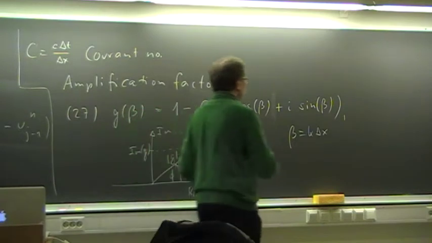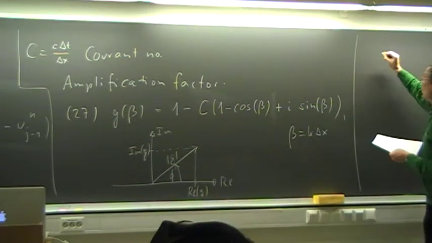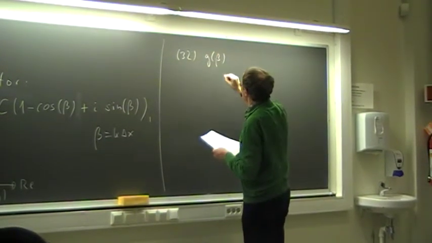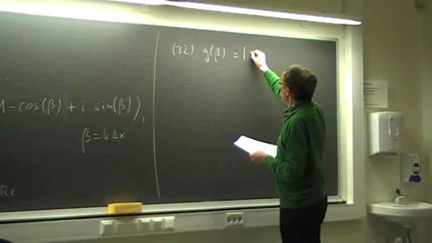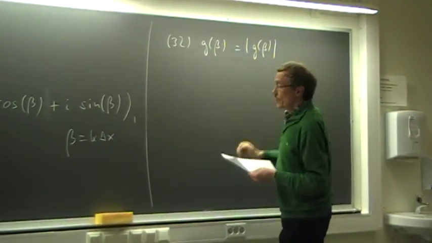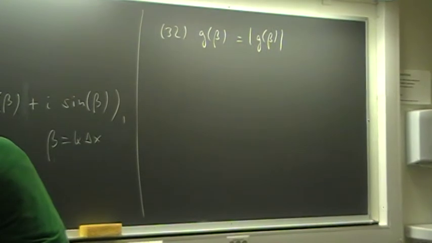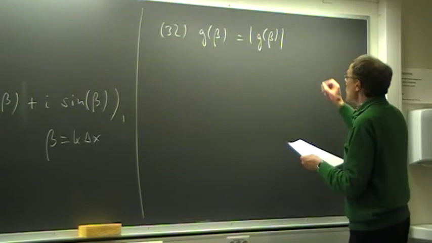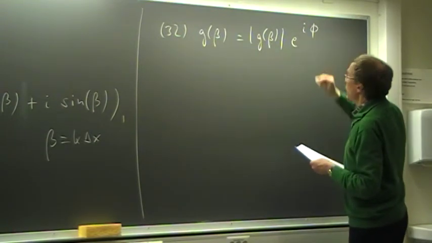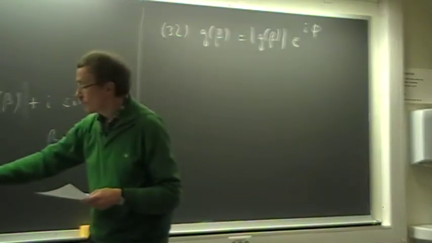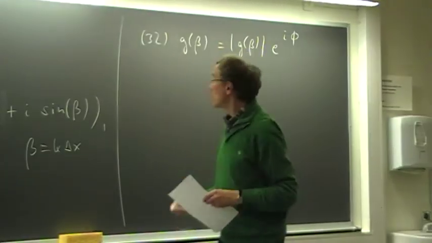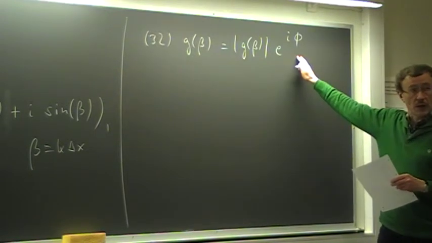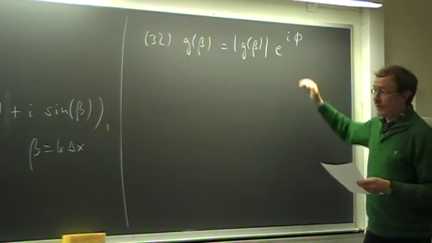So that was the argument that, like any complex number, you can represent the amplification factor g of beta as the absolute value, so that is just the number, the length, times e to the I phi. And phi is then this angle. This is clear because this is the cosine phi plus I sine phi.